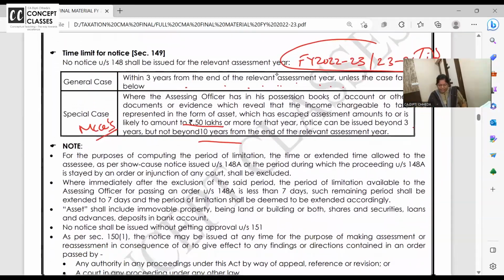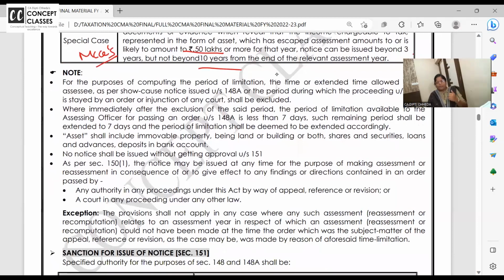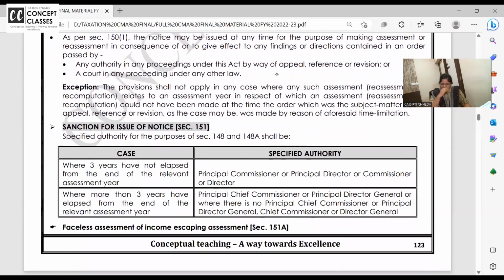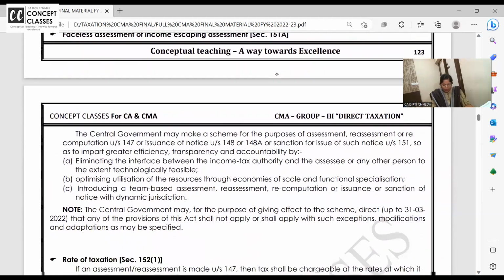In that 3 years and 10 years, some time limit will be extended if the case is going for the settlement commission, or if there is some delay somewhere, so that much time will be given. Okay, every time they are saying when you want to assess the income in 147, take the permission of higher authorities. Who are the higher authorities? Up to 3 years, principal commissioner, principal director and all. More than 3 years, principal chief commissioner, principal director general and so on.